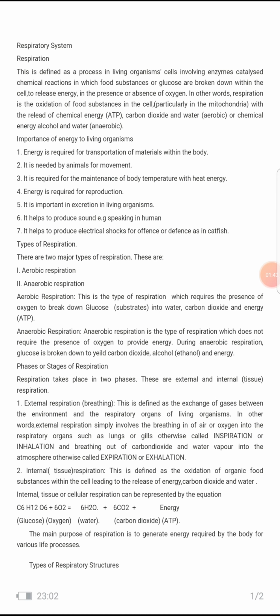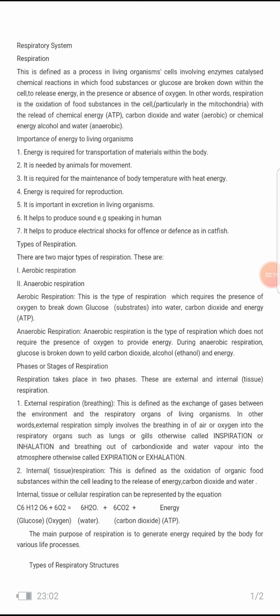Importance of energy to living organisms. 1. Energy is required for transportation of materials within the body. 2. It is needed by animals for movement. 3. It is required for the maintenance of body temperature. 4. It is required for reproduction. 5. It is important in excretion in living organisms. 6. It helps to produce sounds, e.g., speaking in humans. 7. It helps to produce electric shock for offense or defense, as in catfish.